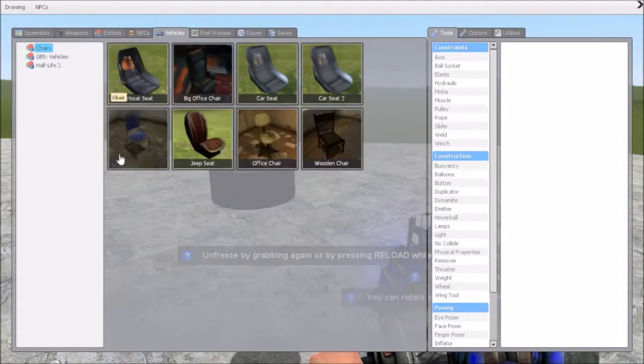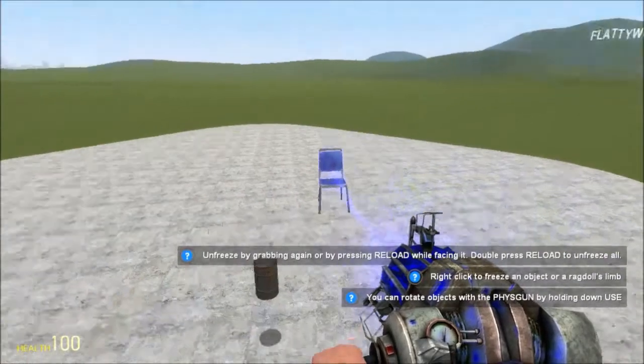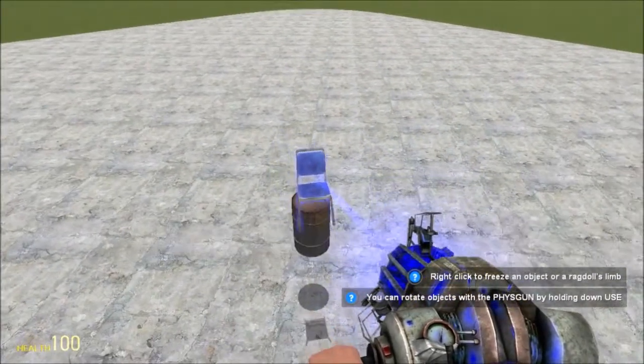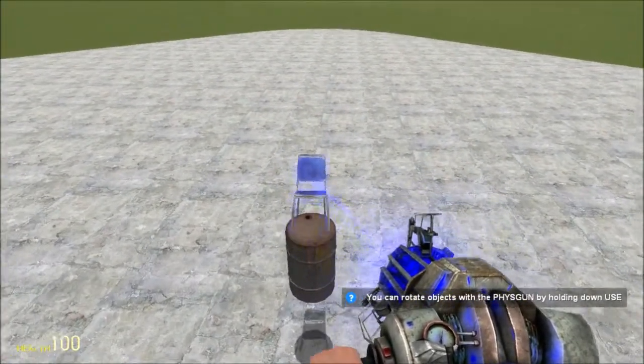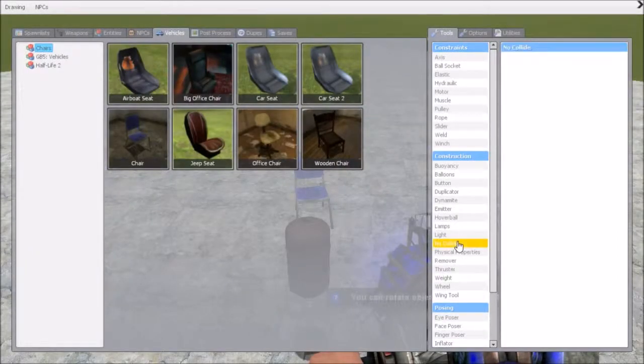We're also going to need some sort of seat. Let's just get this. Yeah, let's get a chair. A simple, idiotic chair. Why not? Because chairs are cool, obviously. Everyone knows. This would work better if I no collided it.